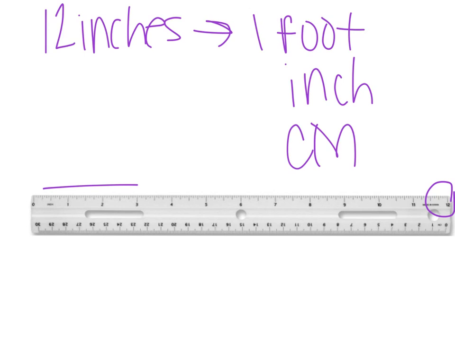Always remember when we measure that we don't get to start at the very end of the ruler. We have to line up whatever we're measuring with this 0. Let me change the width of that so you can actually see it. We have to line up whatever it is we're measuring with this 0 right here on that line, not at the very end of the ruler.